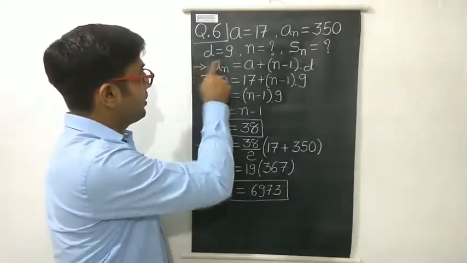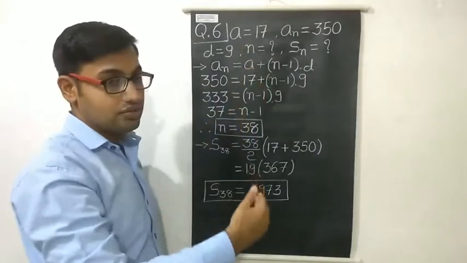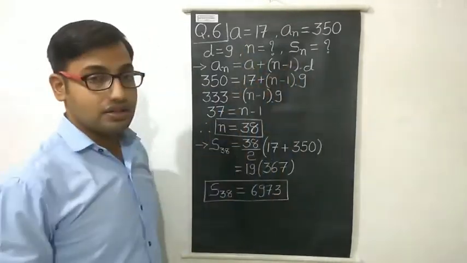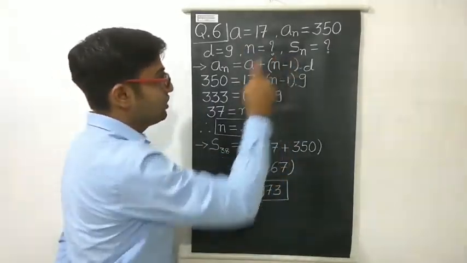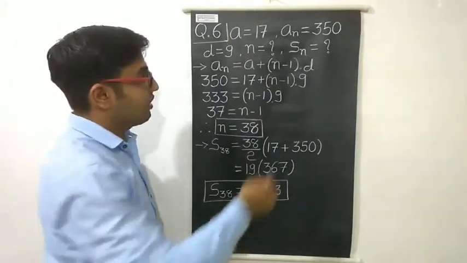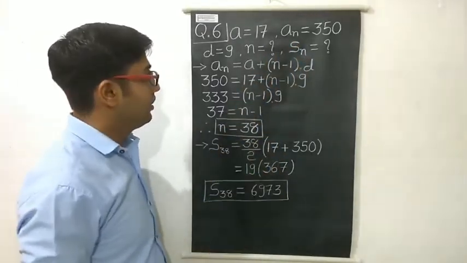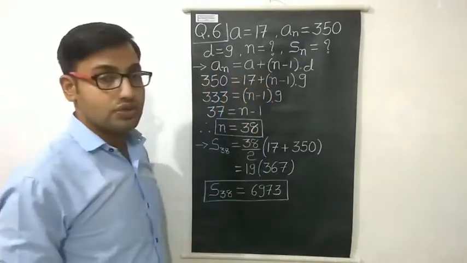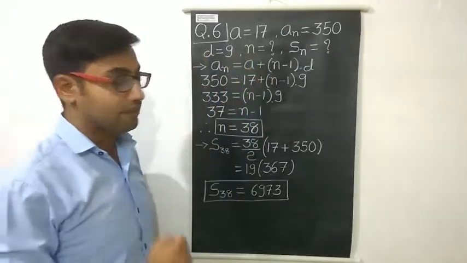Now the common difference we are given is equal to 9. We have to find out how many terms there are in this AP. Also we have to find the sum of the terms in the AP, that is Sn. Whatever n we get here, we have to add all the terms. So here we can use this formula, An is equal to a plus n minus 1 into d, because first of all we have to find the value of n.